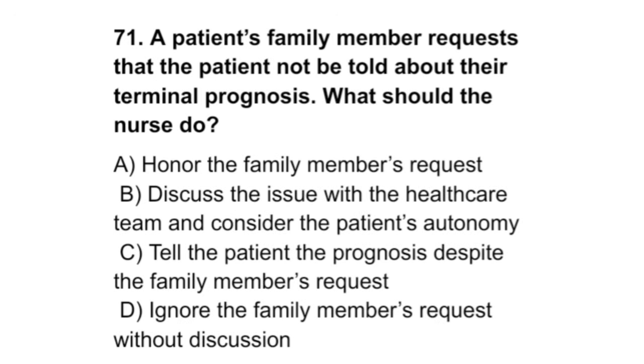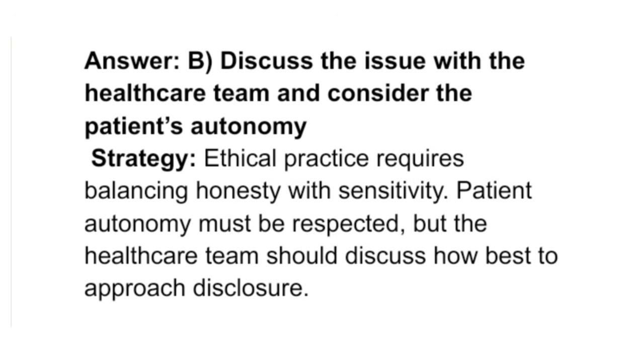71. A patient's family member requests that the patient not be told about their terminal prognosis. What should the nurse do? A. Honor the family member's request. B. Discuss the issue with the healthcare team and consider the patient's autonomy. C. Tell the patient the prognosis despite the family member's request. D. Ignore the family member's request without discussion. Answer: B. Discuss the issue with the healthcare team and consider the patient's autonomy.